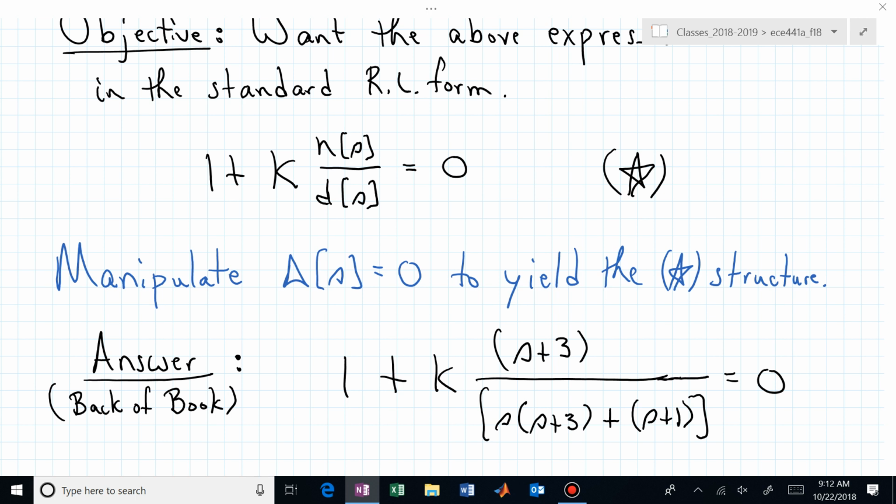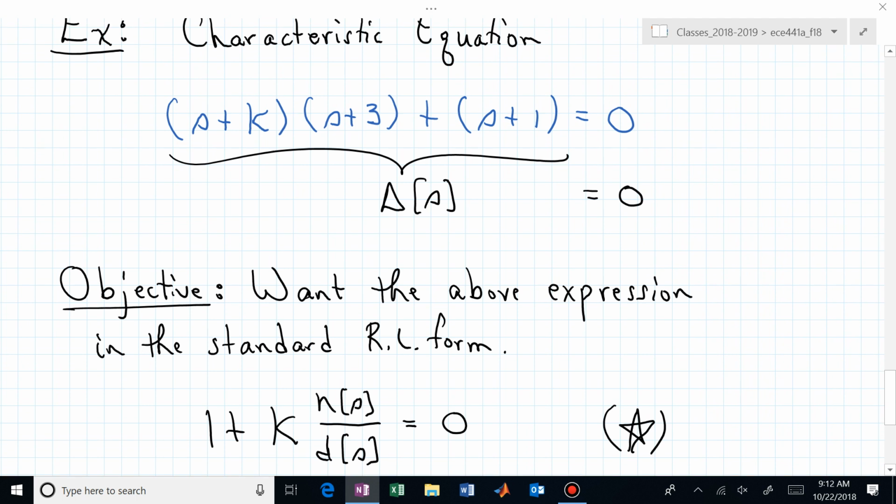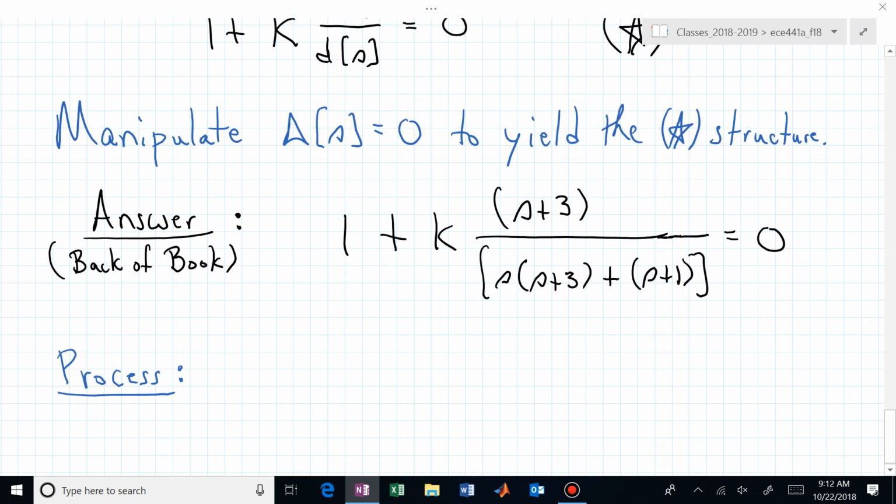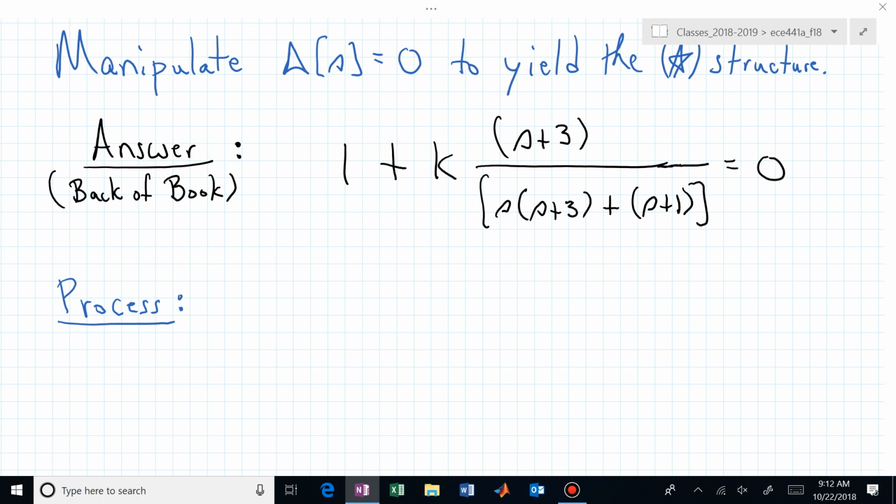Now we have a factor s plus 3 divided by some combination or polynomial in s, and it's a quadratic in the denominator. So how did we get from delta to this? That's our goal. We want to convert from delta to star. And here's the process. So now we can slow down and work through the steps.